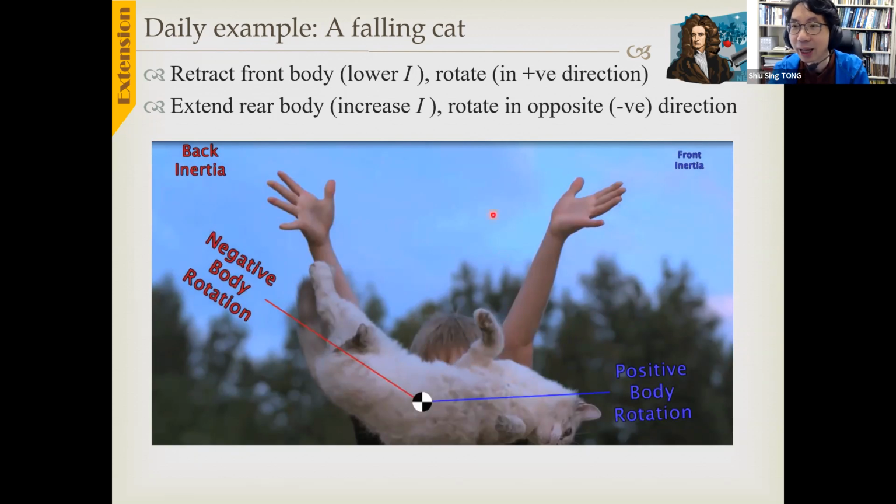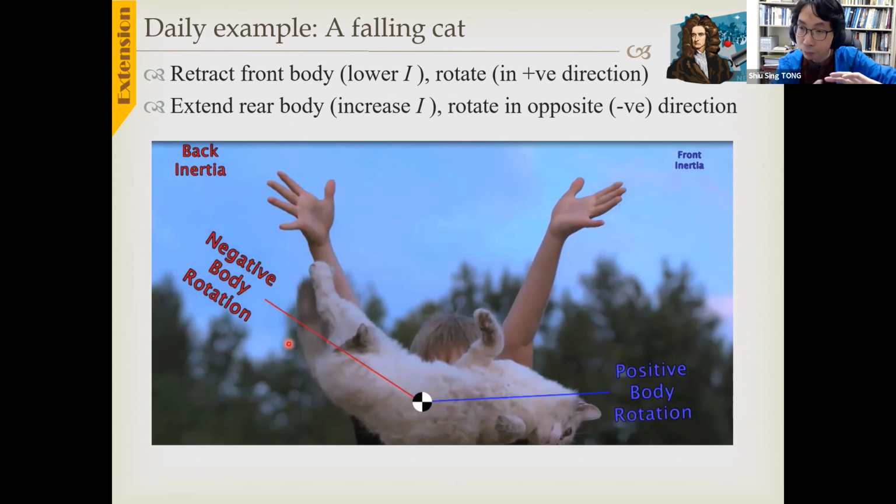Now, how does the cat do that? Okay, the idea is like this. The cat is not a rigid body. He can contract his arms and legs to decrease or increase the moment of inertia. So what he does is that he first retracts the front body, retracts his arms. So the moment of inertia of the front part of the body is decreased. Okay, and that makes the front part rotate faster. So he turns the front part of his body first.